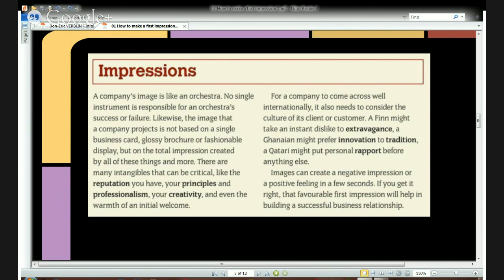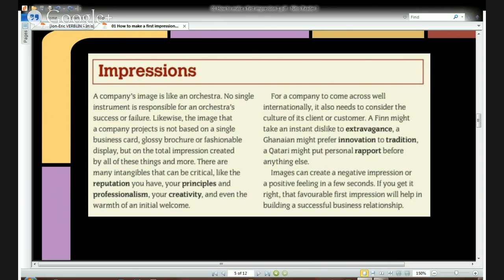It's not just one thing that you want to show, and everyone feels that way. There are many aspects to it. And second, it's about the reception of that image by different cultures. So a Finn might like you, but a Ghanaian might not, because of the difference in culture and what they value. So it's kind of a two-sided coin.